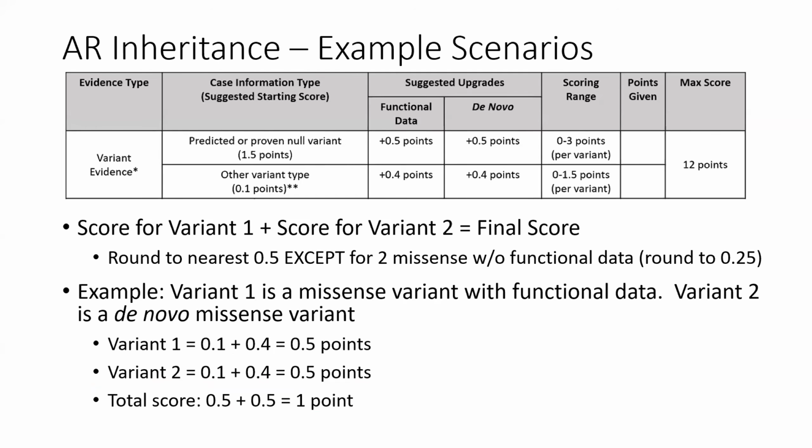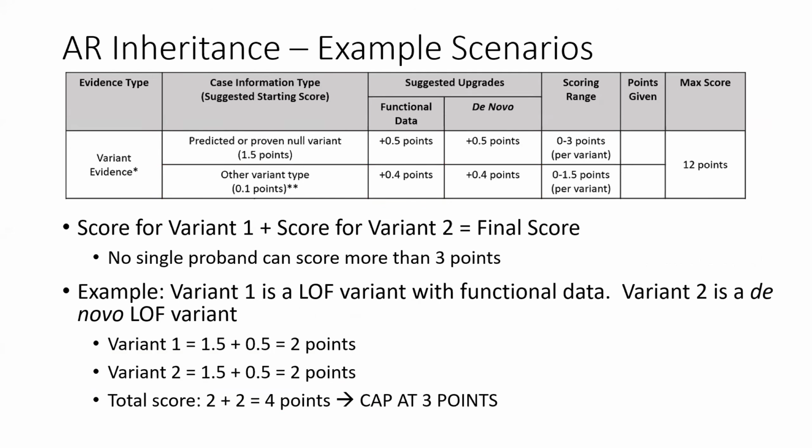So here's another autosomal recessive example. Imagine variant 1 is a missense variant with functional data. This would be worth 0.5 points. Next, imagine variant 2, which is a de novo missense variant. That would be worth 0.5 points as well. And in total, the sum for this particular program would be 1 point.